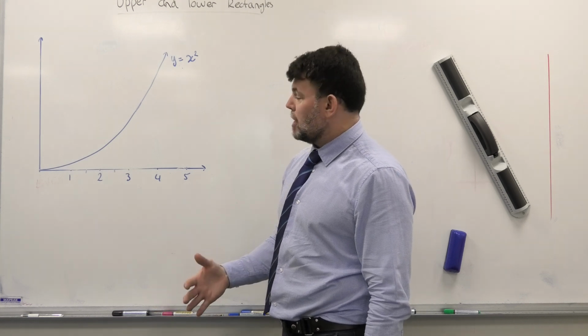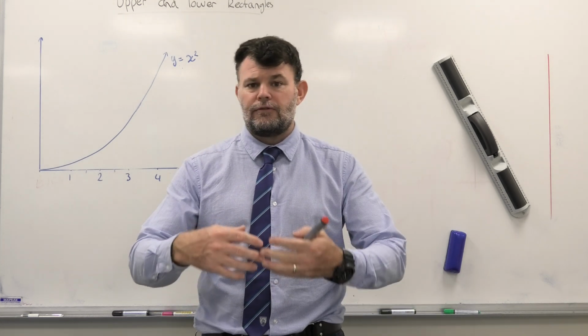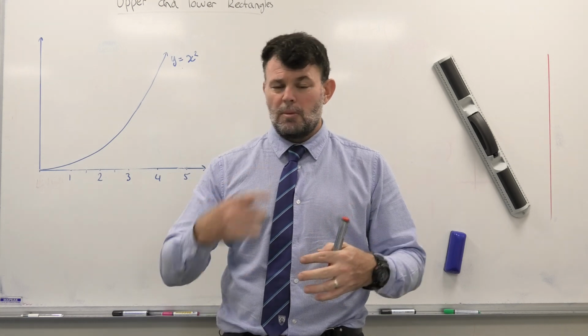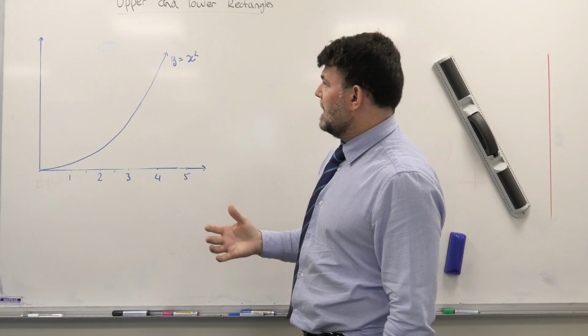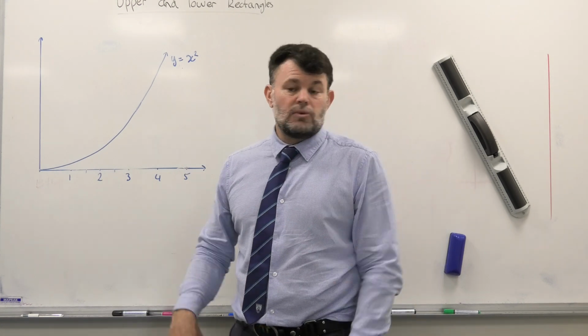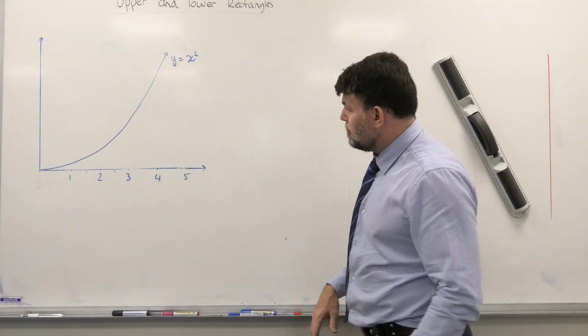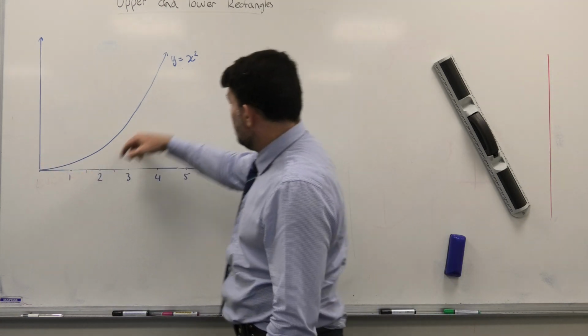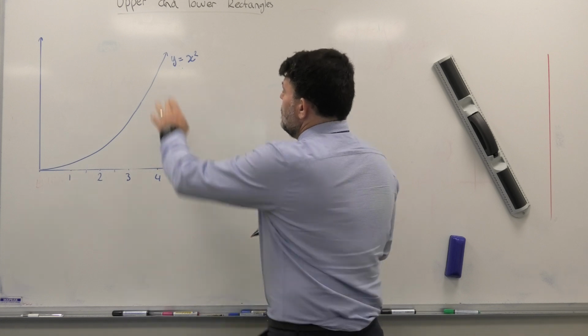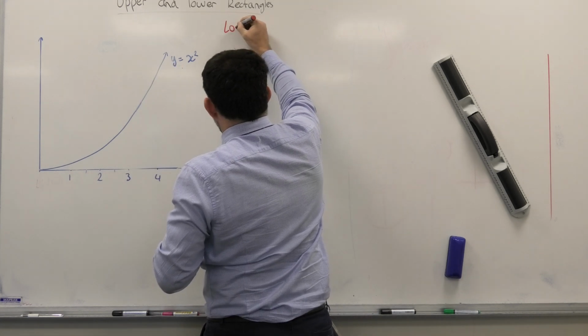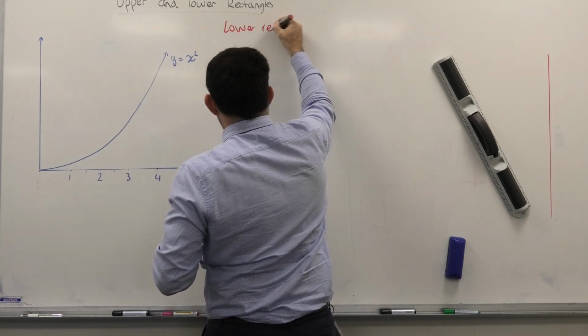So when it comes to upper and lower rectangles, I'm going to talk through a few key points to help you remember how we sketch these and how we calculate each of them. So let's get to it. Let's look at this first example up here. We've got a graph where we've got 1/2 of y equals x squared. And we want to find the lower rectangles.